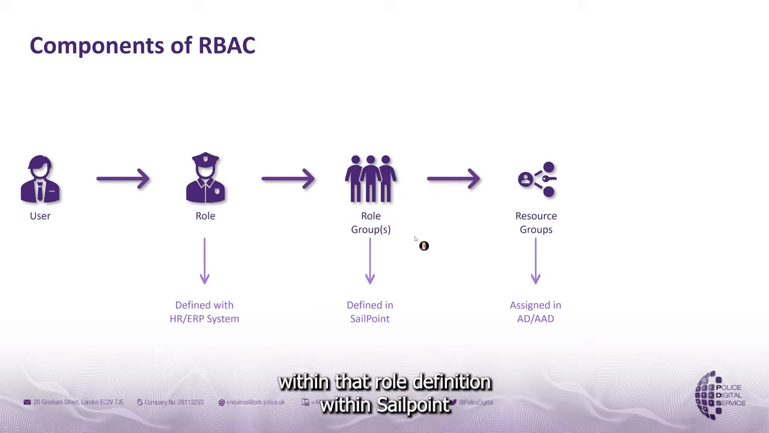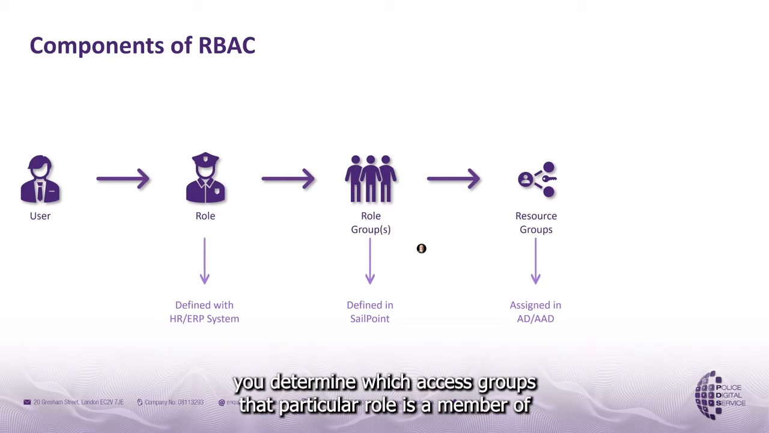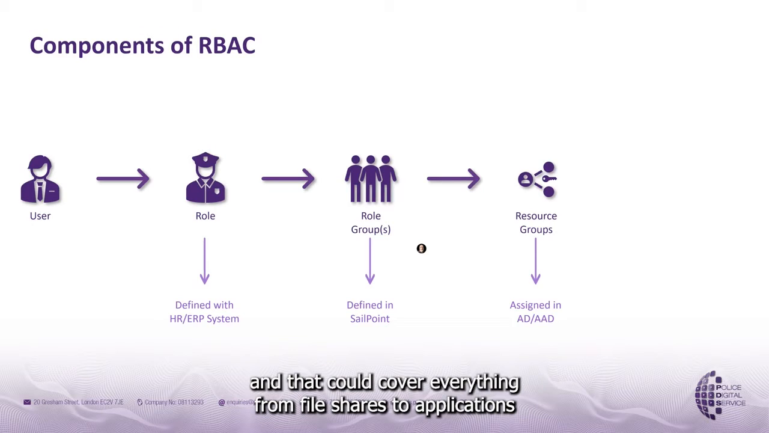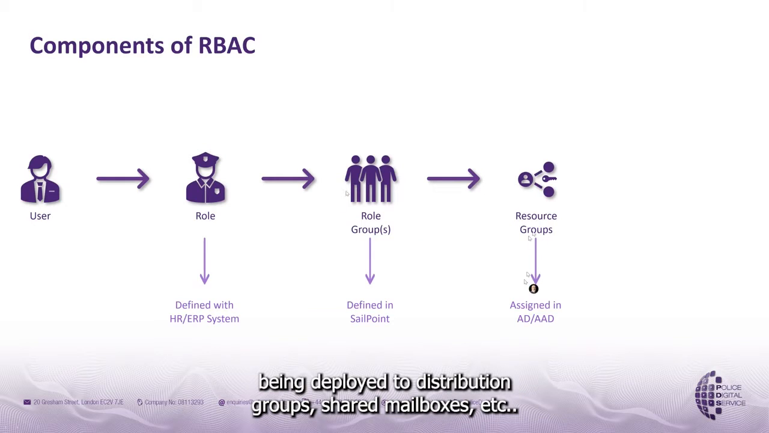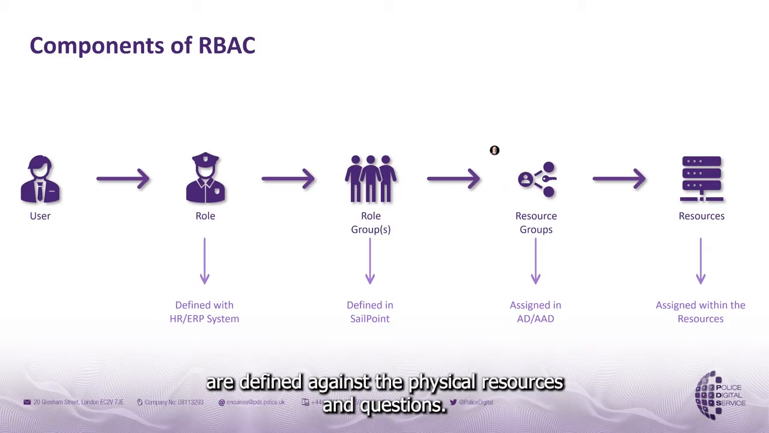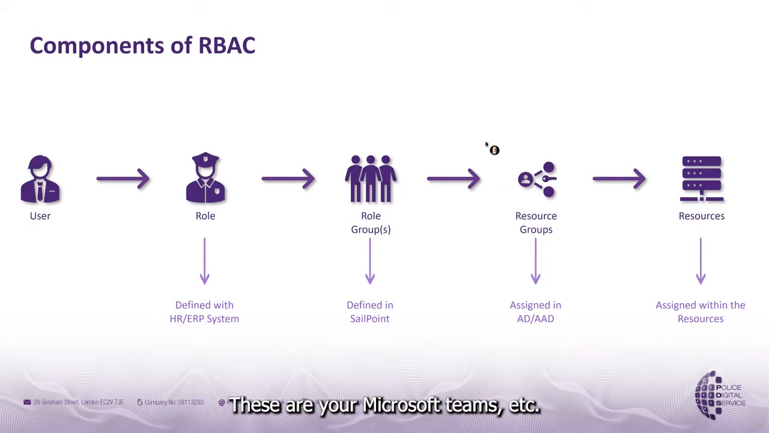Within that role definition within SailPoint, you determine which access groups that particular role is a member of, and that could cover everything from file shares to applications being deployed, distribution groups, shared mailboxes, etc. And then the last piece is where those actual resource groups are defined against the physical resources in question. This is your file shares, these are your Microsoft Teams, etc.